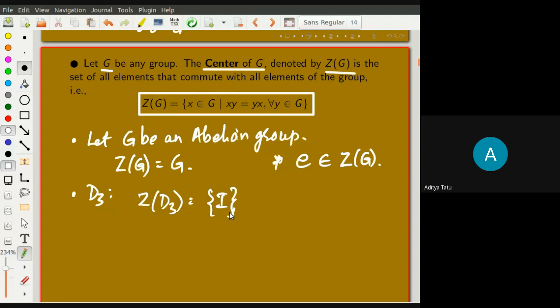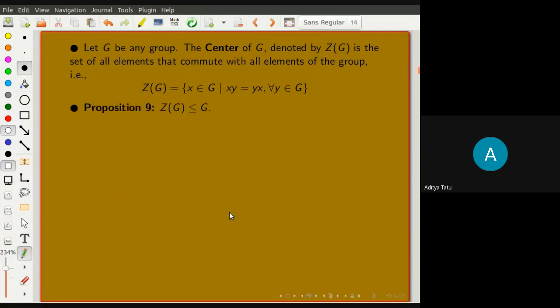But although the example doesn't imply much here, because it is the trivial subgroup, we can in general show this result. The center of a group, for any group, is always a subgroup of the group. Okay. Once again, how would you put this?